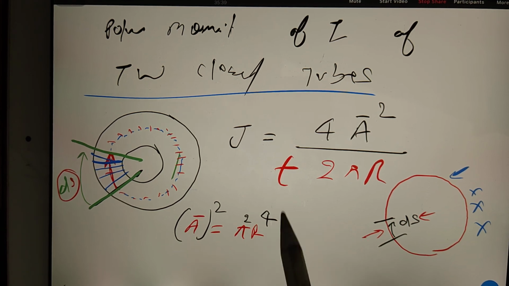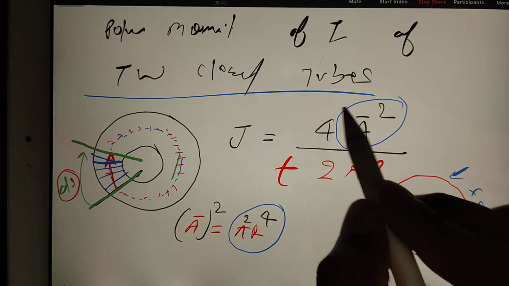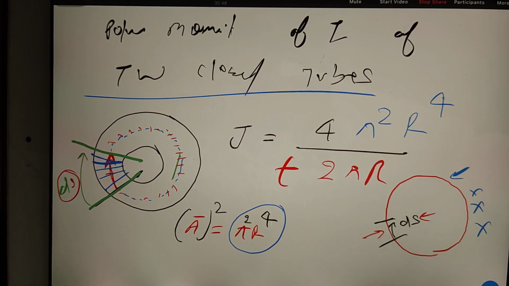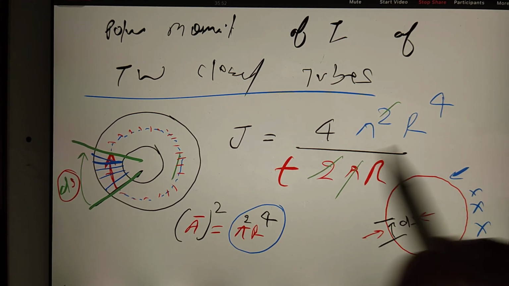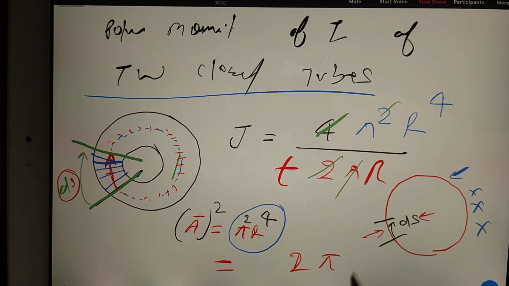Now you see this pi square r power 4, I will substitute here. So I'm removing this and writing here pi square r power 4. Then what will I do? 1 pi I will cancel with 1 pi, and then this 2 I will cancel with this 4. I should not make a mistake. I should write here properly 2 and then pi and then r cube by t, divided by t.